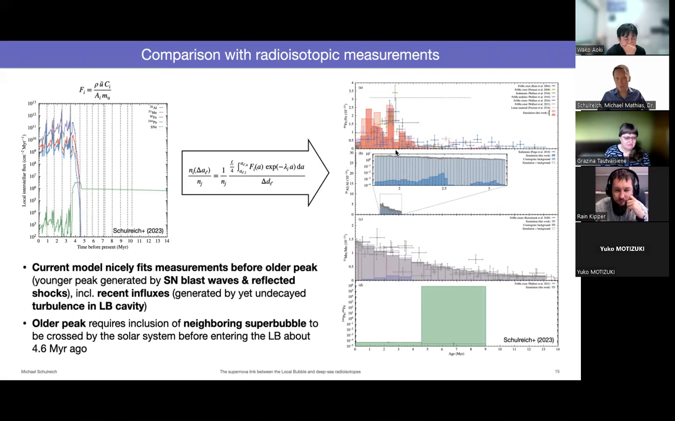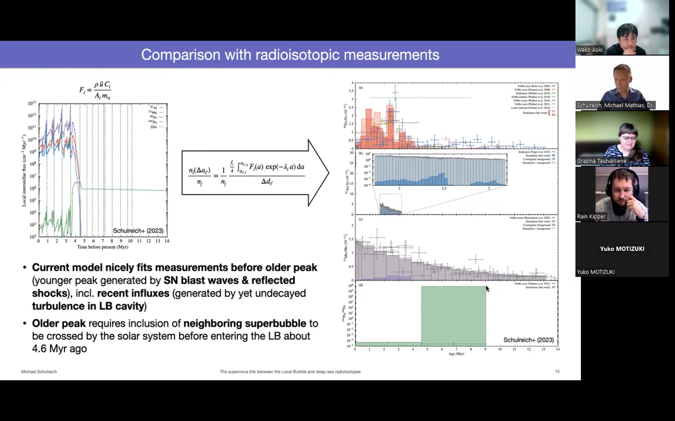In general, we achieve a very good agreement considering how many hard-to-constrain parameters this local bubble model is based on. According to our simulation, the younger peak is generated by the supernova blast waves together with their reflected shocks. And we are also able to reproduce quite precisely these recent influxes, which in our model are generated by the yet undecayed turbulence in the local bubble cavity, even though the last supernova explosion occurred more than 500,000 years ago. For aluminum-26, the contributions coming from the stellar feedback processes, the dark blue histograms, are hidden in the high cosmogenic background, the gray-blue histograms. This was already predicted by Feige and co-workers.